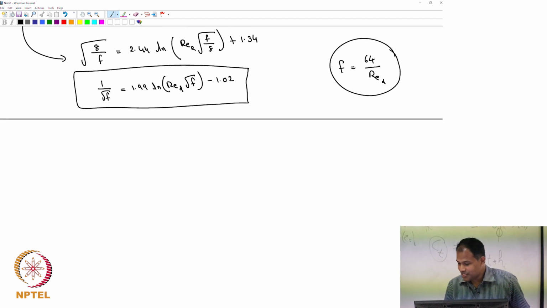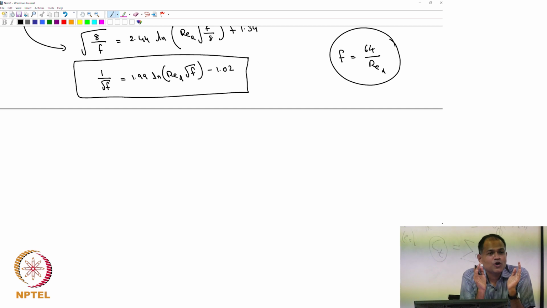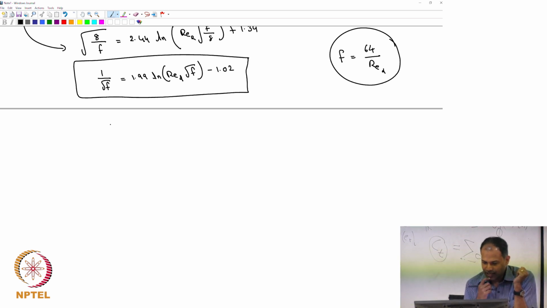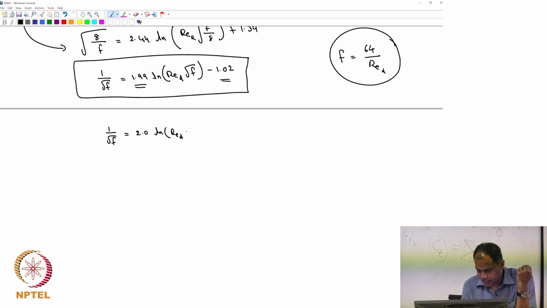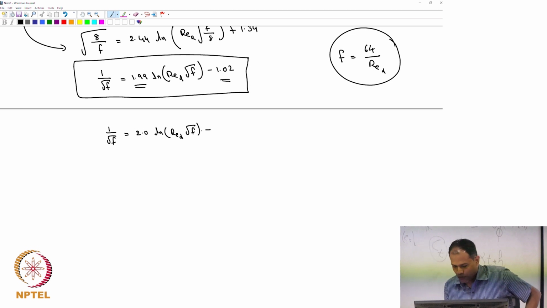Anyway, okay, so this equation, remember we assumed the logarithmic law and calculated it. But let's say you wanted to compare it with experiments, and the actual coefficients have been replaced a little bit. 1 by root f is equal to 2.0 log of Re root f minus 0.8.